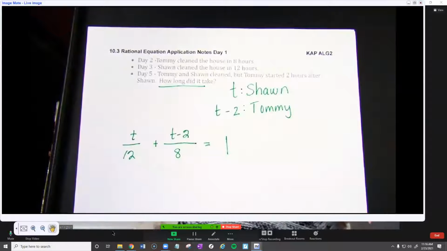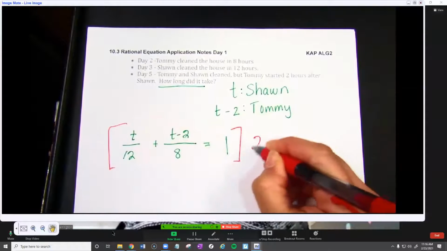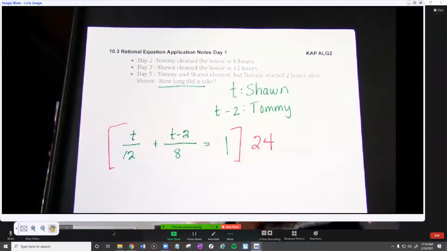All right, let's solve. How do you solve a rational equation? You always multiply by what? LCD. If you're solving a rational equation and you have fraction bars in your work, you messed up. So there's no variables, just the LCM. Y'all, what's the LCM of 12 and 8? Yes. All right, so we're going to multiply everything by 24.